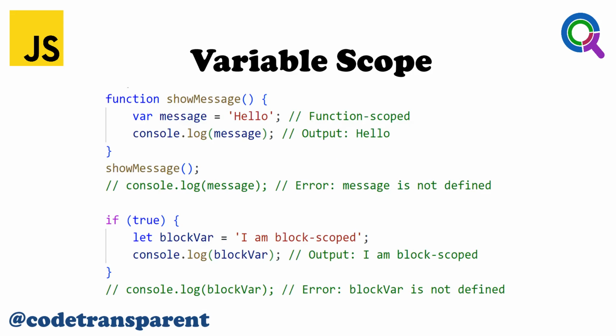The scope of a variable determines where it can be accessed. In JavaScript, we have global, function, and block scope. Variables declared with var have function scope, while those declared with let and const have block scope. This helps prevent variable conflicts in large codebases.